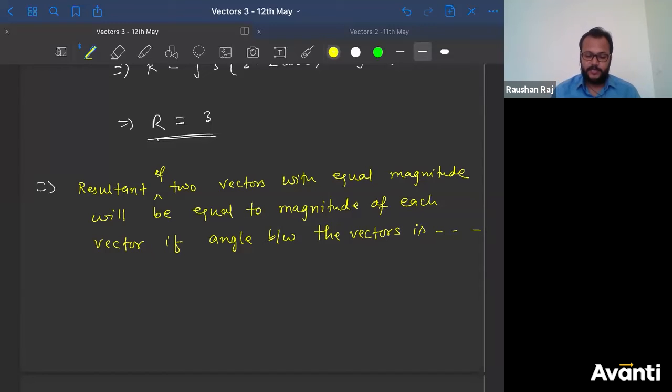What is the answer? So resultant of 2 vectors, if you are going to add 2 vectors and their magnitudes are same, so when the resultant between 2 equal magnitude vectors will be equal to each one of them, क्या होगा answer? When that will happen? When the angle between them is 120 degree. This is an objective question. कभी कभी direct statement में पूछेगा.